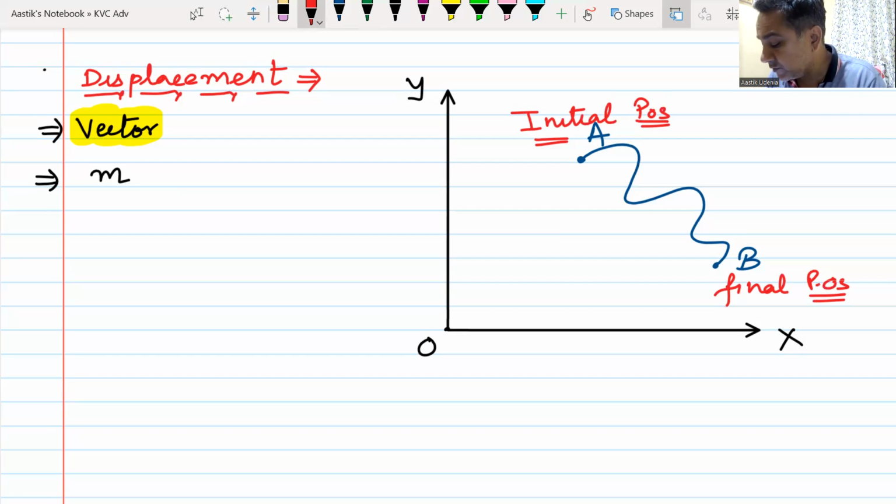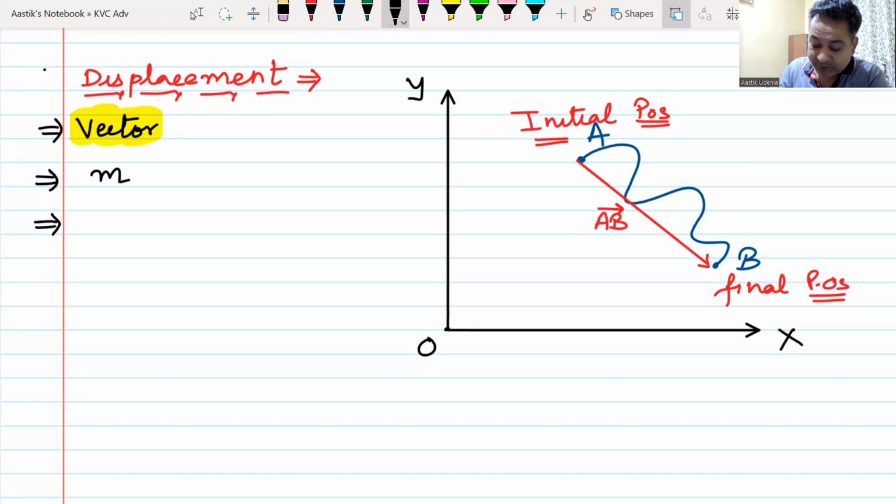And the answer is, displacement is the vector AB. When it moves from A to B, the displacement is the vector AB. That specifies everything that we need to know. Displacement is a vector quantity. So I have told you that the displacement is AB. So now I can write what is the displacement of the particle.